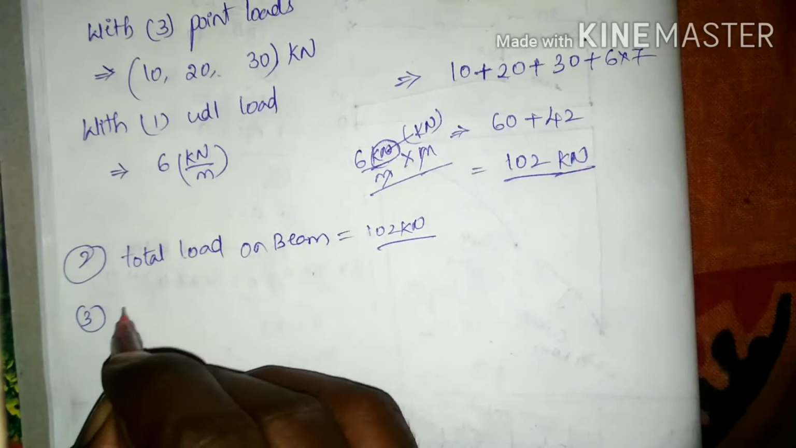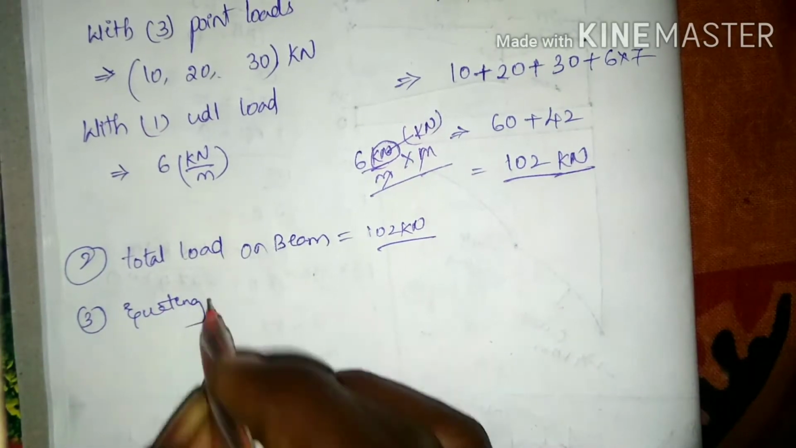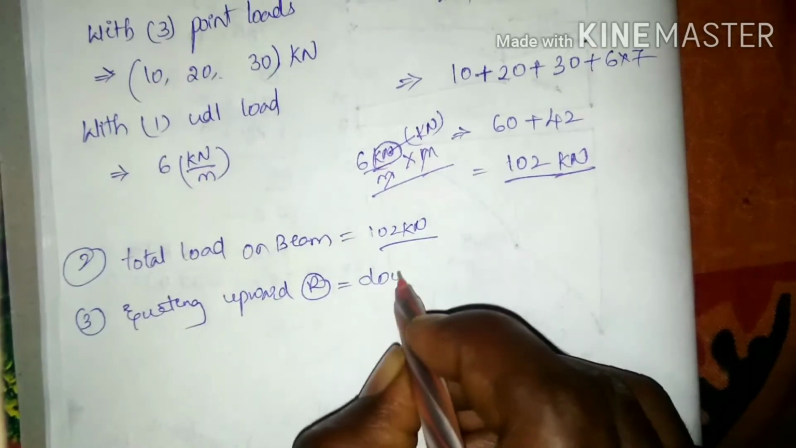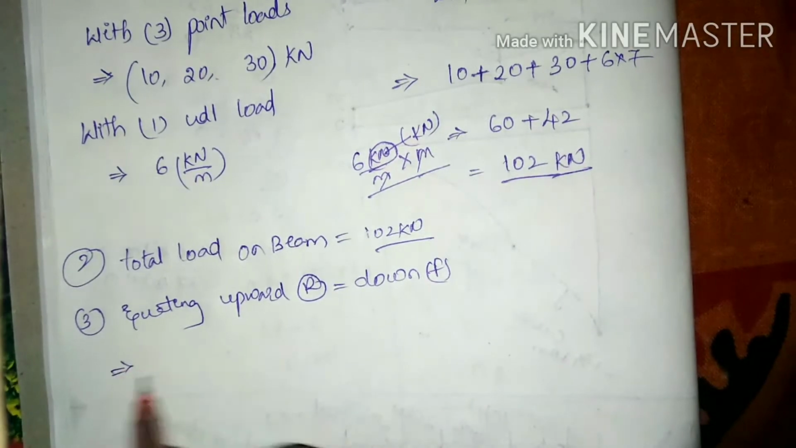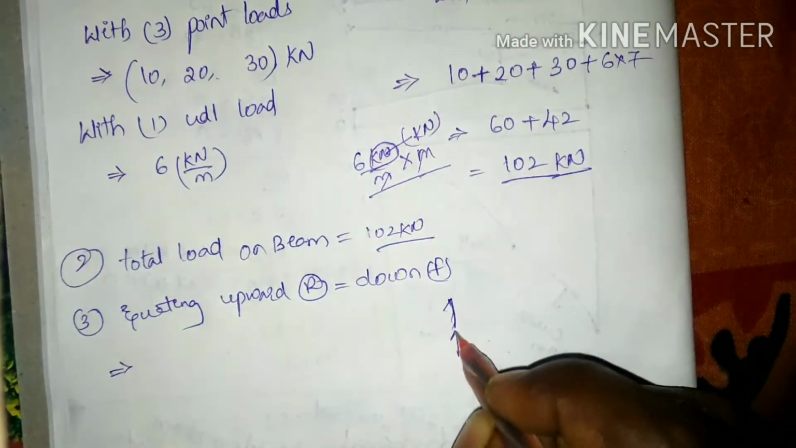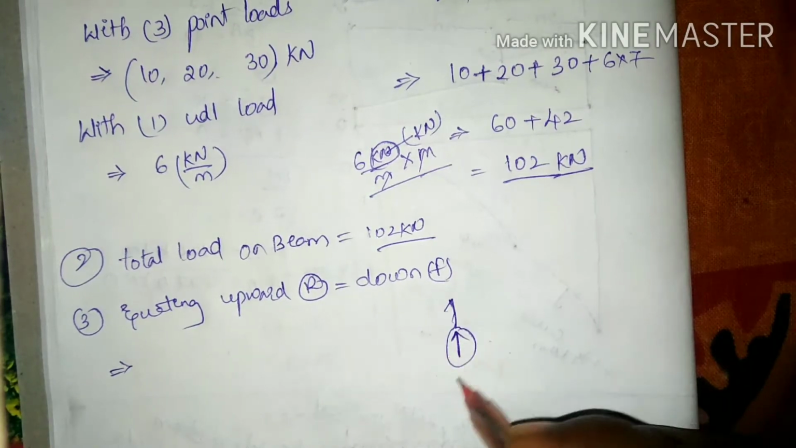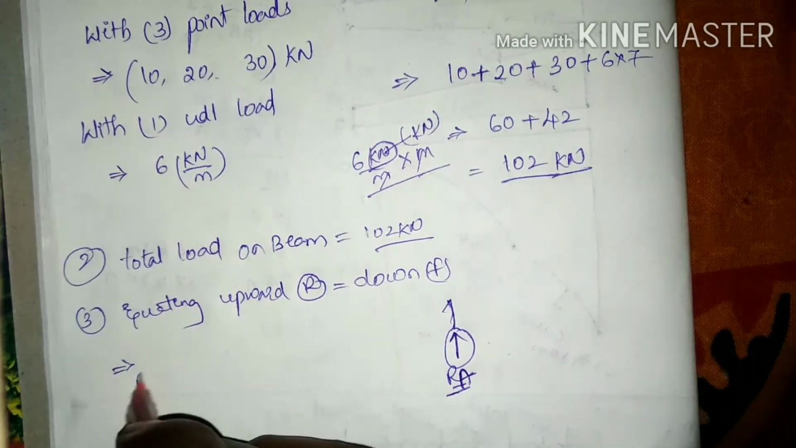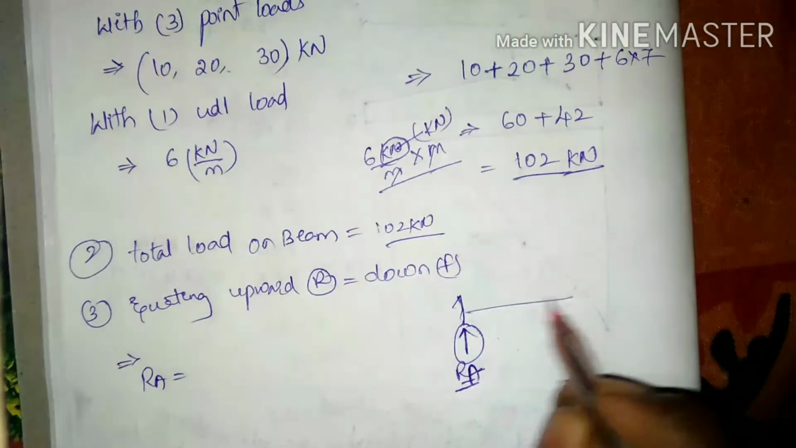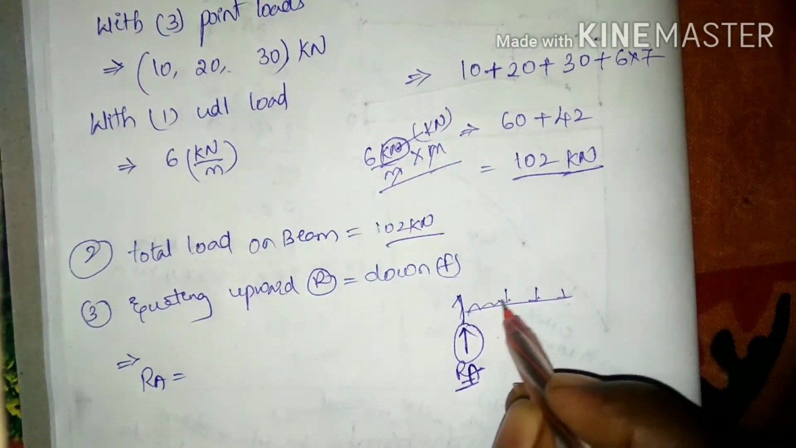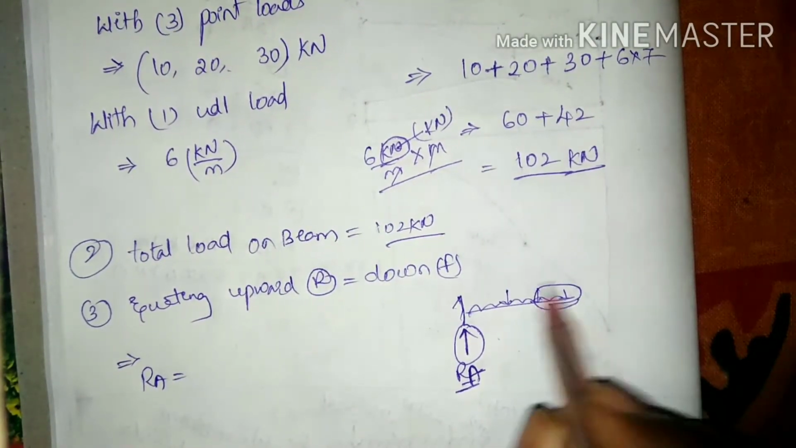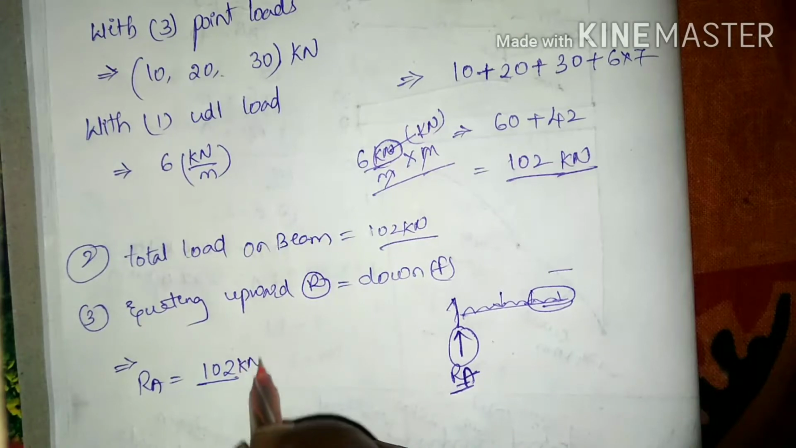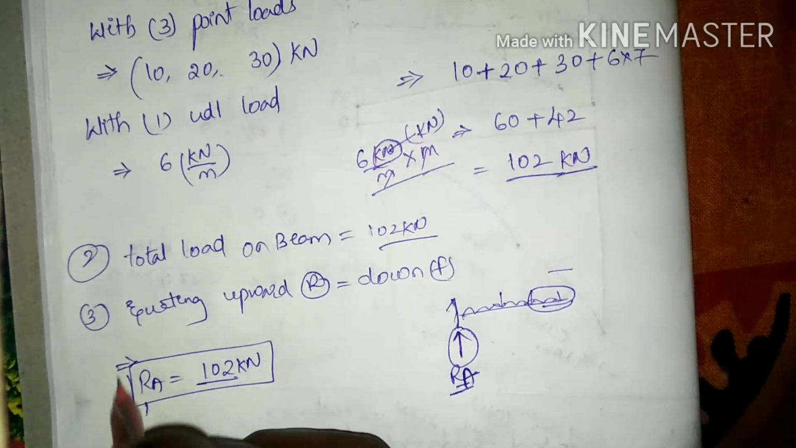And next, number 3, equating upward reactions equal to downward forces. Here for the cantilever beam at the fixed end, we have only one reaction, that is at A, let it be RA. That RA is equal to total downward forces, 3 point loads and 1 UDL. When we convert all these as a single point load, the value is 102 kilonewtons, equating upwards equal to downwards.